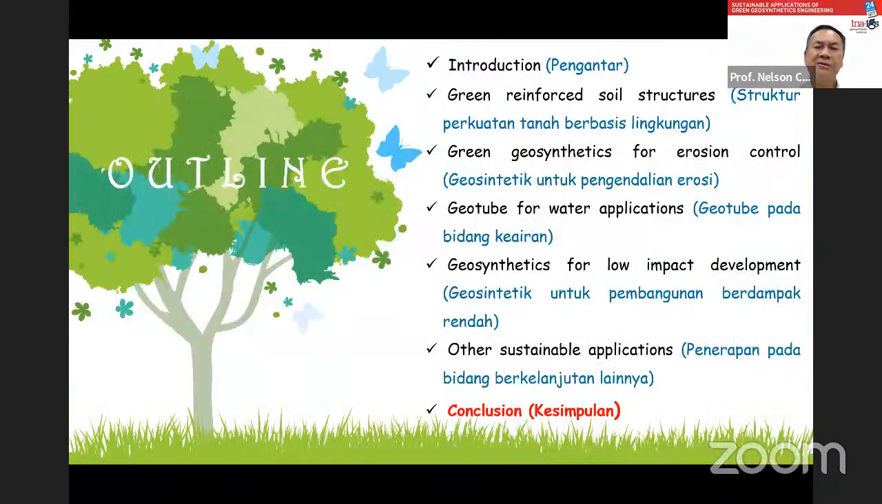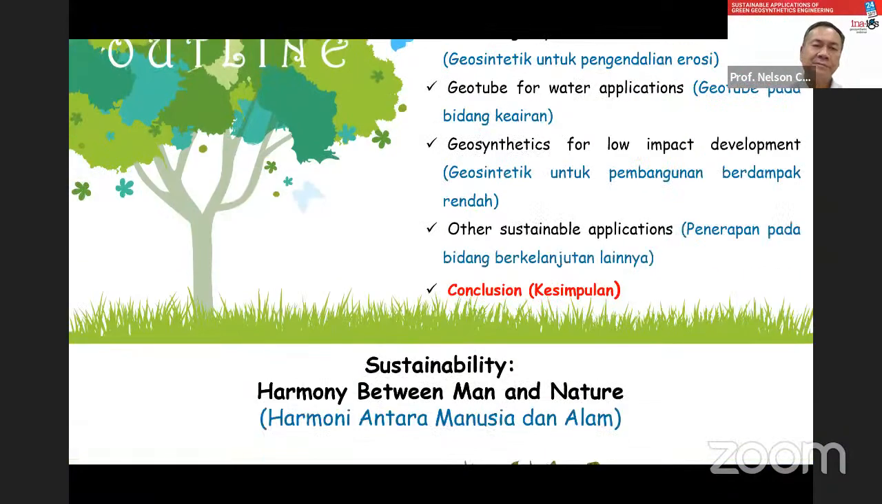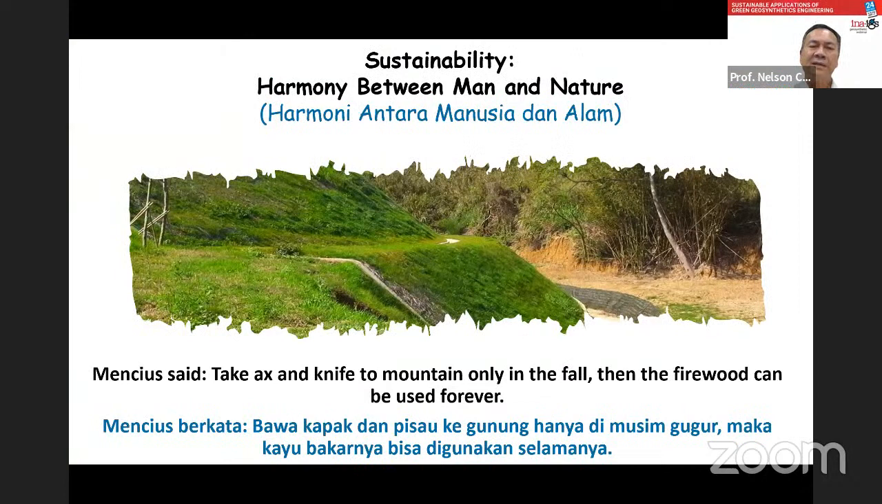Okay, I would like to make a conclusion. Sustainability is a harmony between man and nature. There are 2 very famous Chinese philosophers. One is Confucius, you probably heard of him. The other one is Mencius. Mencius said, "Take the ox and a knife to the mountain only in the fall, then the firewood can be used forever." So Mencius did not say you cannot cut any trees. He said you can cut trees only in the fall, then the material can be used forever. In other words, there's a harmony between man and nature.